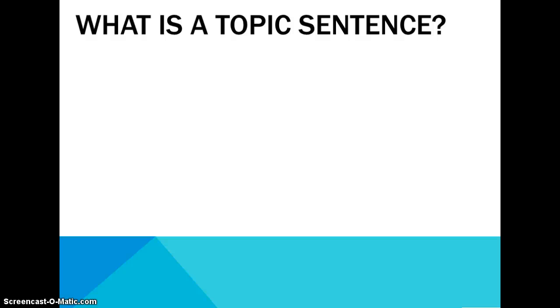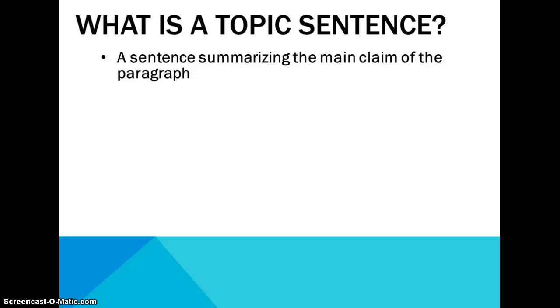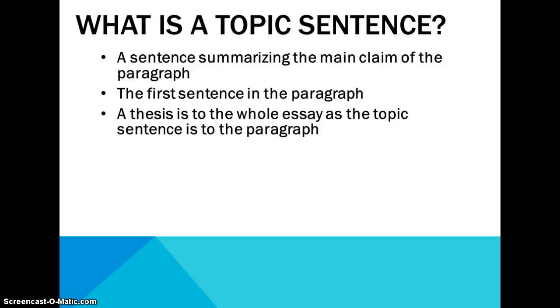Alright, so let's talk about why I am telling you what a topic sentence is, and how does that relate to a thesis? So a topic sentence is going to summarize the main claim of the paragraph. It is the first sentence in the paragraph, and the reason we've compared it to a thesis is because I want you to think of this analogy. A thesis is to the whole essay as the topic sentence is to the paragraph. So what that means is that the thesis is the main claim of your entire essay. The topic sentence is the main claim of your paragraph.